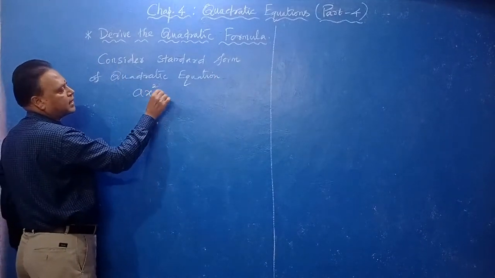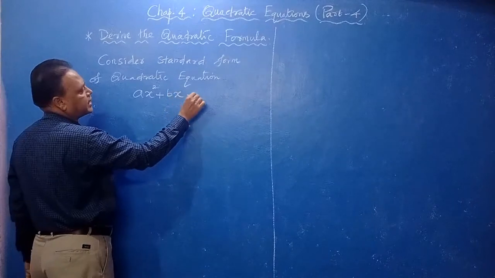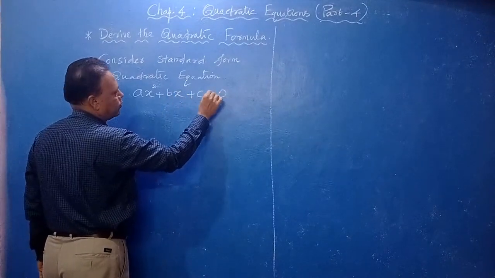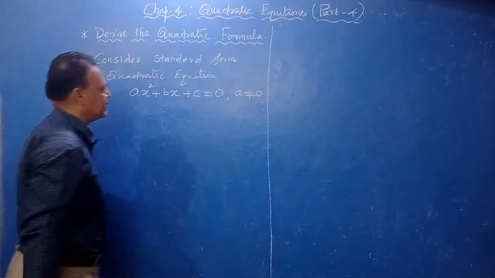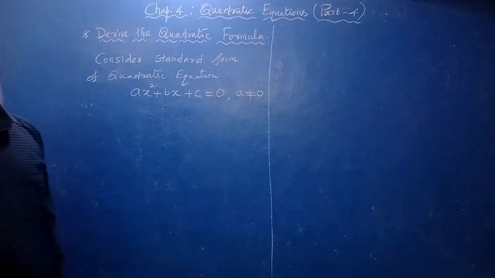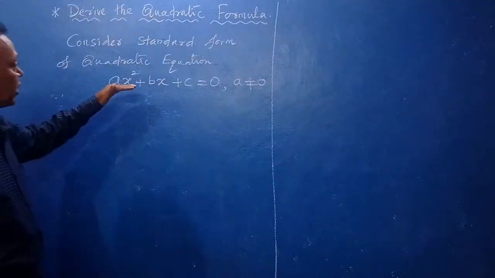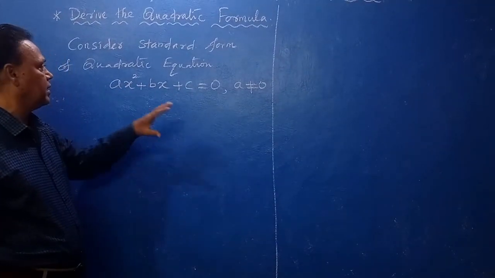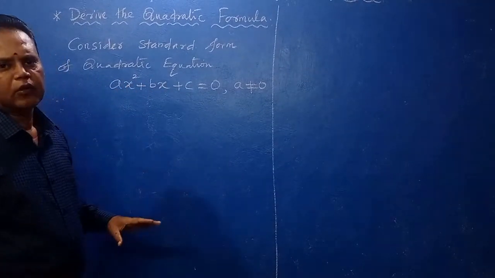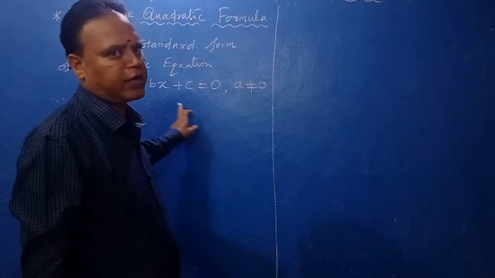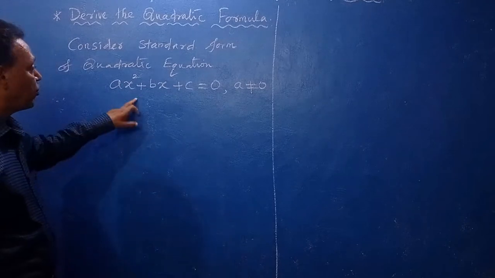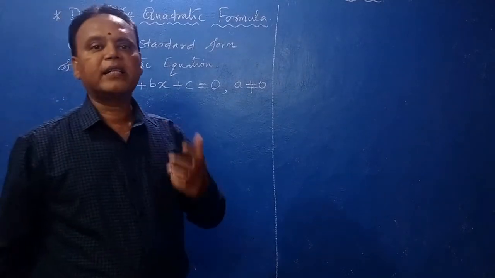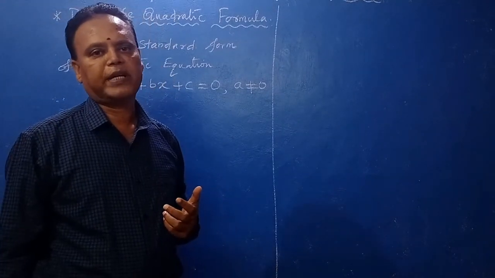ax squared plus bx plus c equal to 0, where a not equal to 0, that is the condition. So this is the standard form of the quadratic equation. For this we are going to find out the roots of the quadratic equation. For that you have to apply the completing the square method.